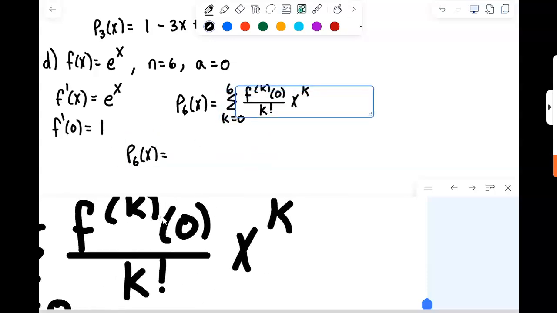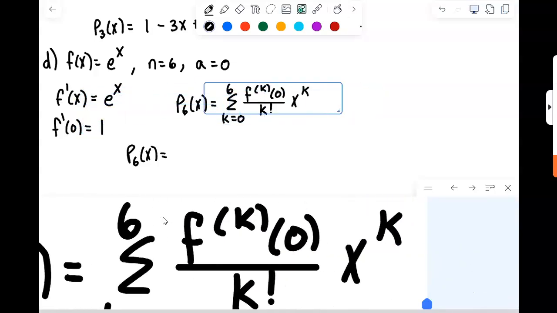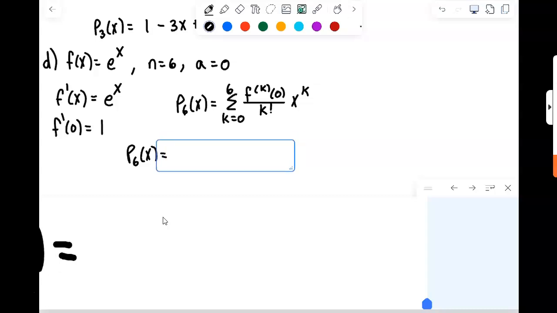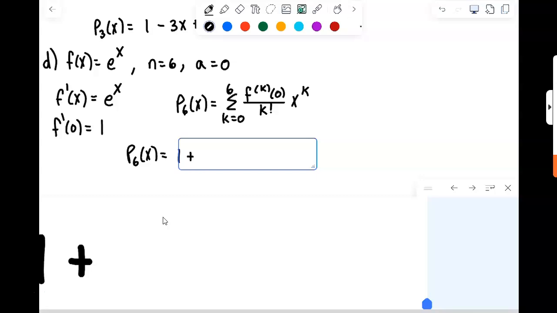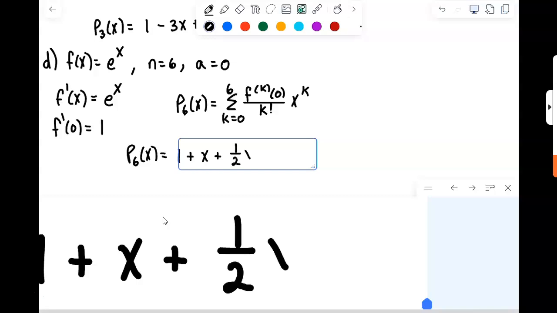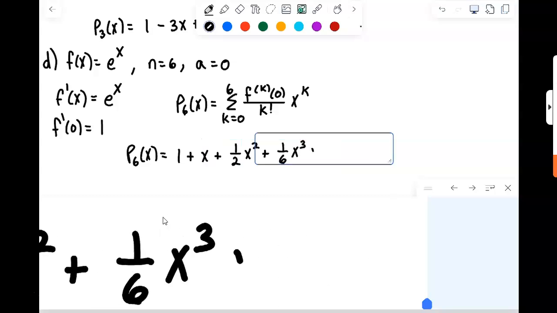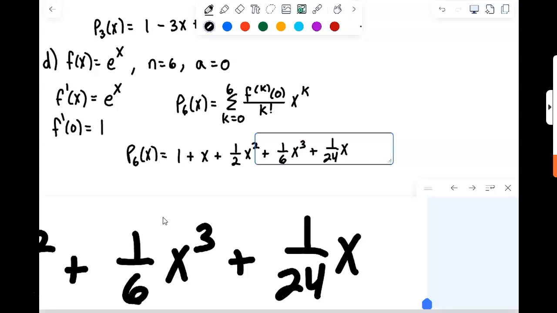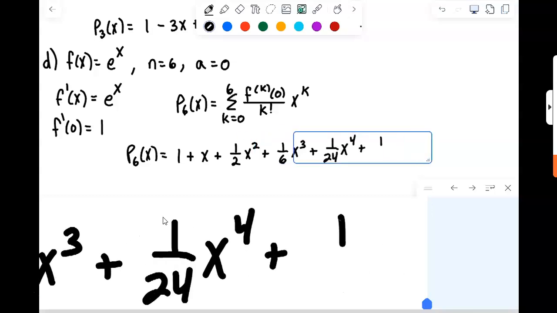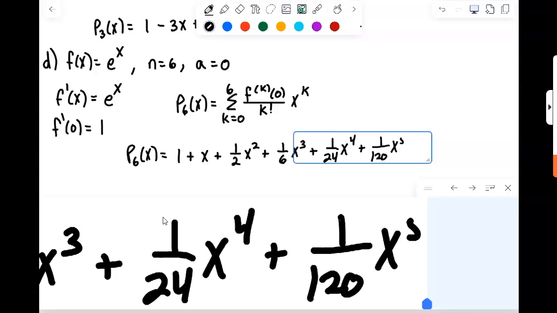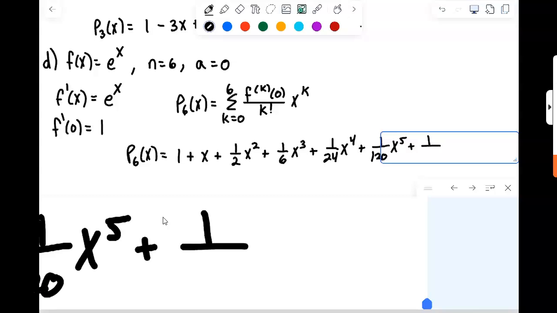would be plug in 0. Every time we plug in 0, it's going to be 1, right? So that's going to be 1 over 0 factorial would just be 1. Plus 1 over 1 factorial would be 1. Plus 1 over 2 factorial would be 1/2 x squared. Plus 1 over 3 factorial, x cubed, plus 1 over 4 factorial, x to the 4th, plus 1 over 5 factorial, x to the 5th, plus 1 over 6 factorial, x to the 6th.